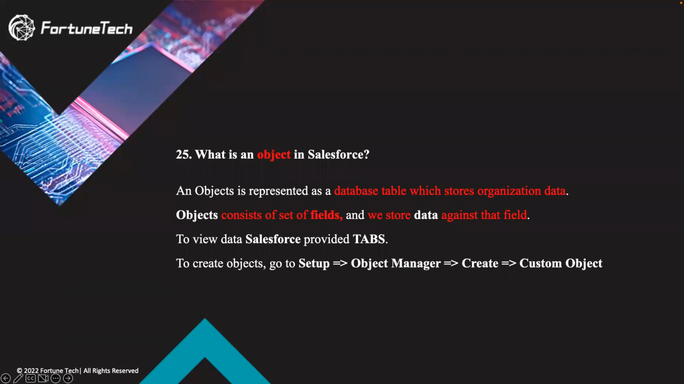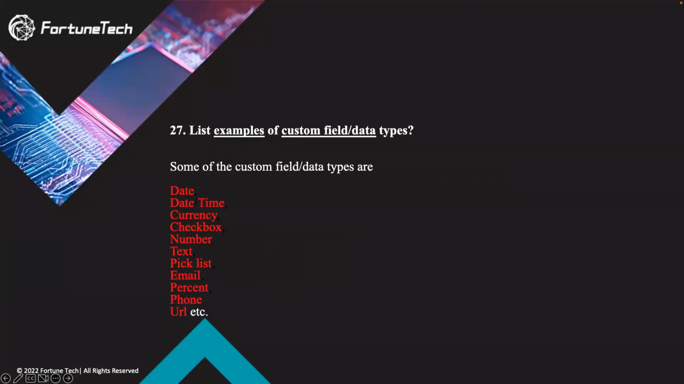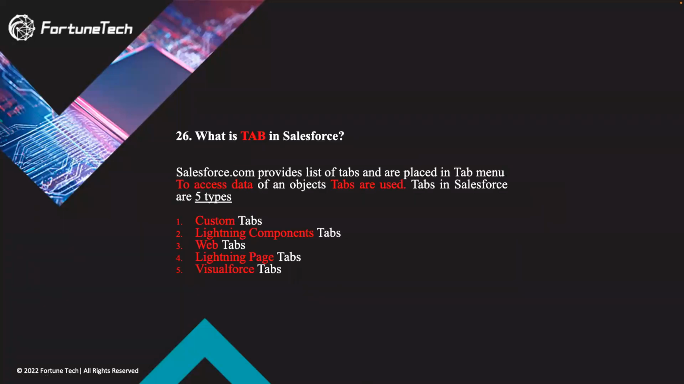We already mentioned it is the plural of the object. We can reach the objects via tabs, but we are using tabs for different stuff. You guys didn't see all this stuff. There are like 5 different types of tab. It is like custom tabs. Where was it? This one right here. Lightning Components tabs, Web tabs, Lightning Page tabs, Visualforce tabs.